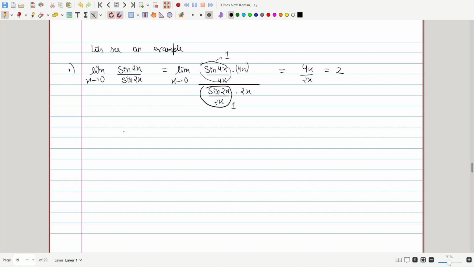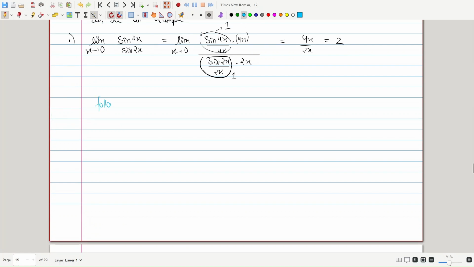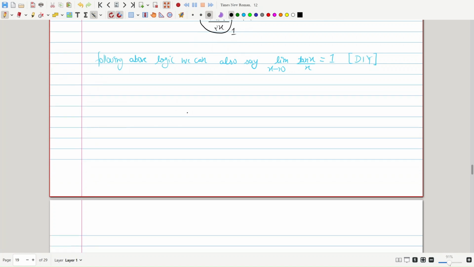Let's take another example. Also, following the above logic, we can also say that limit x tending to 0 of tan x by x is equal to 1. You can try it yourself as a little practice. Okay, so let's look at another example. Limit x tending to pi of sin(pi minus x) divided by (pi minus x). As we saw earlier, we can take this limit variable to be y, and the limit changes to y tending to 0 of sin y by y, and it simply turns out to be 1 by pi.